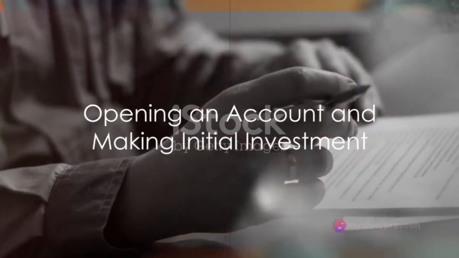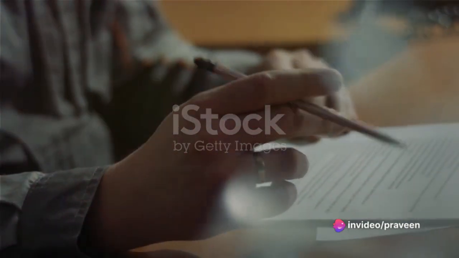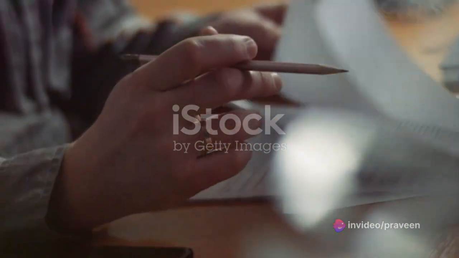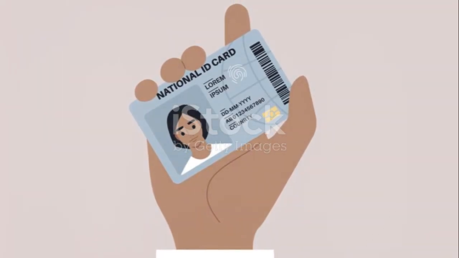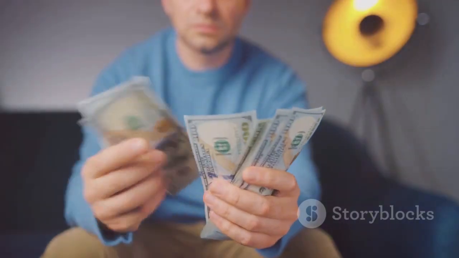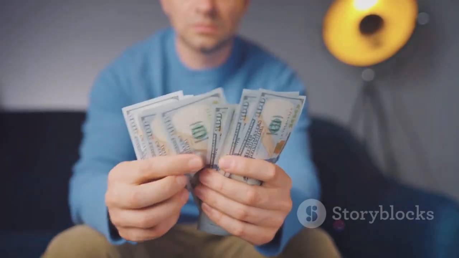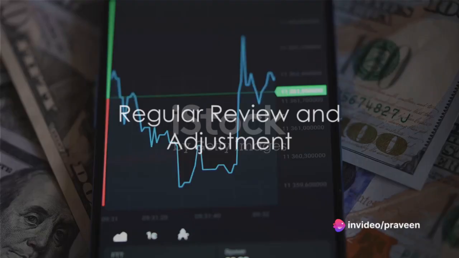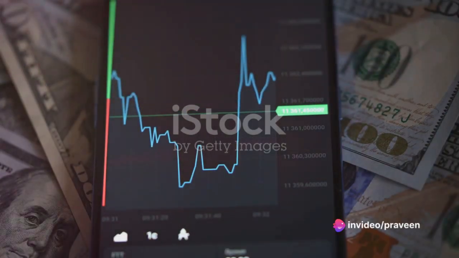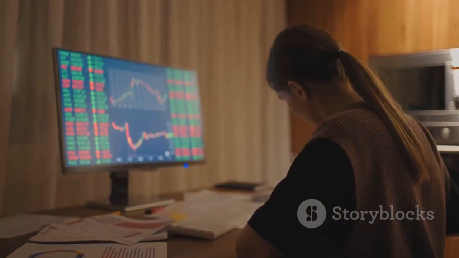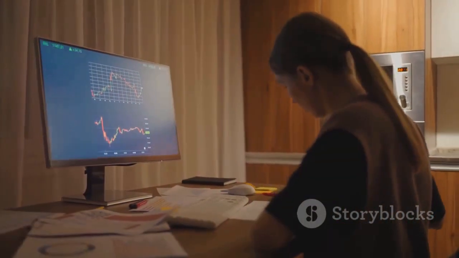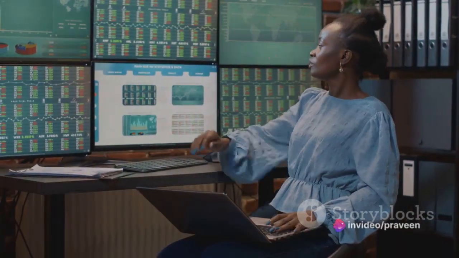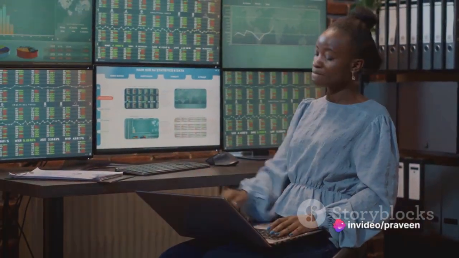With your investment amount determined, you can now proceed to open an account with the mutual fund company or through a brokerage firm. You'll need to fill out some paperwork and provide identification. Once your account is set up, you can make your initial investment. And voila, you're now an investor in a mutual fund. But remember, investing is not a one-time activity. Regularly review your investments, adjust your contributions as your financial situation changes, and don't be afraid to switch funds if your current one is not meeting your expectations.